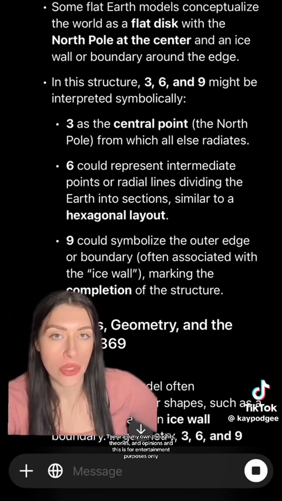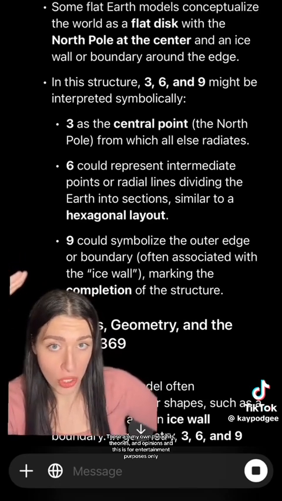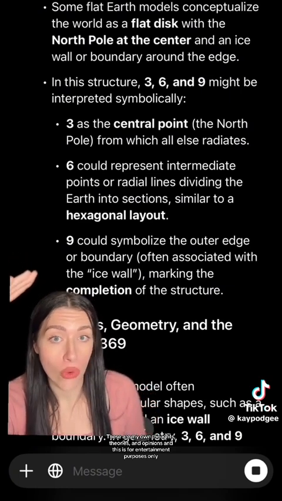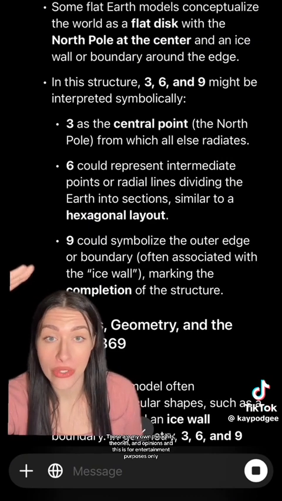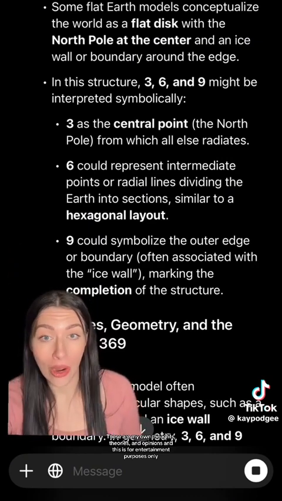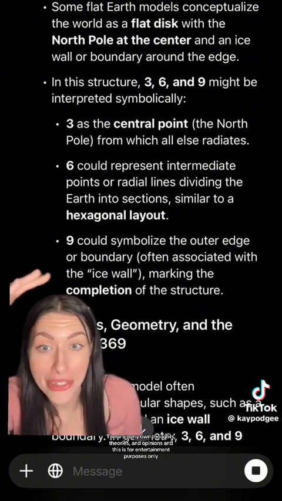And this is an image that ChatGPT created when I asked it to make a 369-degree circle. How weird is it that it even has the circles on the outsides, just like this one does? So then I asked, how might 3, 6, and 9 be relevant in this model? And it says 3 as the central point from which all else radiates. 6 could represent intermediate points or radial lines dividing the Earth into sections similar to a hexagonal layout. 9 could symbolize the outer edge or boundary often associated with the ice wall, marking the completion of the structure.